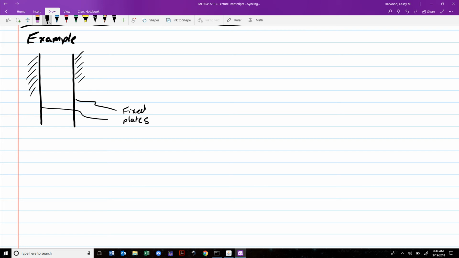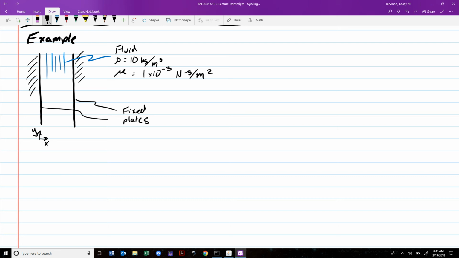Go ahead and set up our system of equations as x and y, and we'll say that we have some fluid between these plates that has the following properties. This is a fluid with a density equal to, make that 10 kilograms per meter cubed, and a viscosity, mu, equal to 1 times 10 to the negative third Newton second per meter squared.